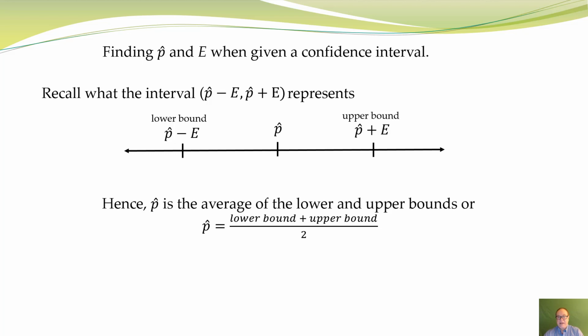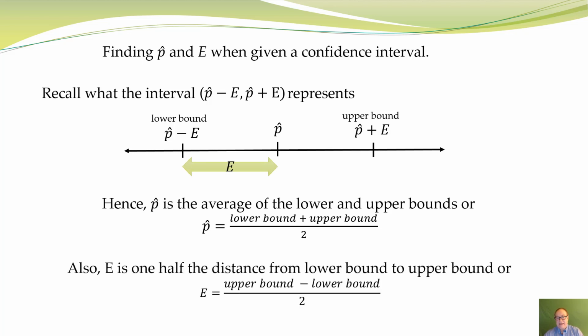Now, what about E? Well, E is half the distance from lower bound to upper bound, or E is upper bound minus lower bound divided by 2. If you look up here in the diagram, this is P hat minus E, P hat plus E. So the distance from P hat down here is E, this distance is E. So if I take the distance from the upper to the lower and divide it by 2, I would get E.